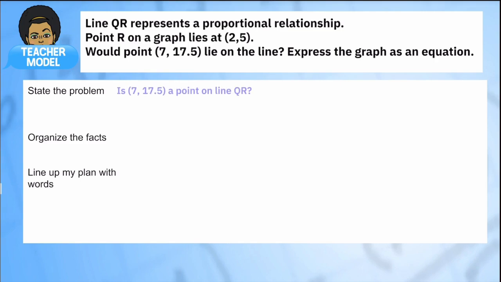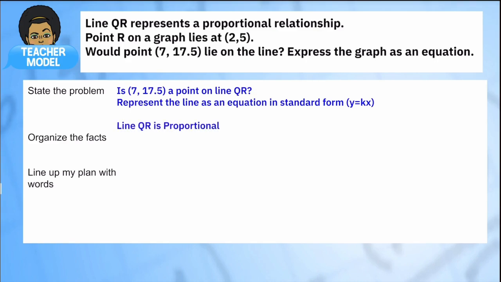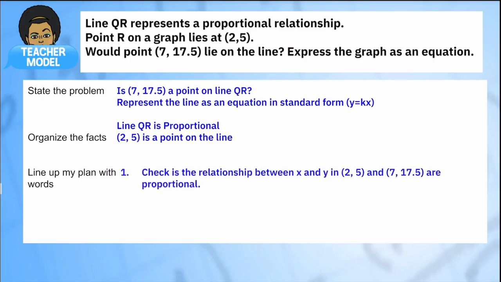So watch what I'm going to do here. I want to know, is this point on the line? Yes or no? Here are my facts. I also want to represent this as an equation in the y equals kx form. And my facts are, I know the line QR is proportional. I know that 2, 5 are coordinates on the line. They're ordered pairs that go directly on the line. So my plan is I want to check the relationship between x and y for both points. I want to see if they're both proportional to each other. And I'm going to use the equation y equals kx to represent a proportional relationship. I want to see if this is true. Is y equals kx the same for both? Would k be the same for both?